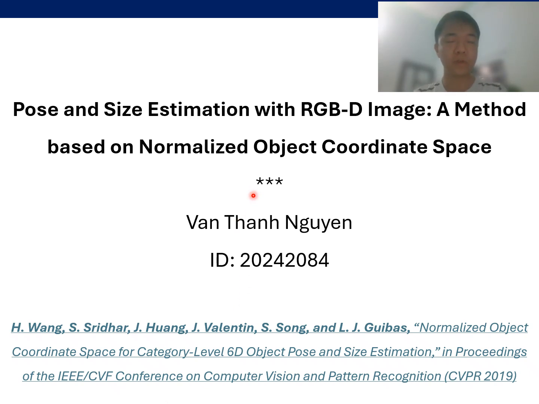Okay, so now I'm going to present my project proposal. My project is about pose and size estimation with RGBD images, a method based on the normalized object coordinate space. My project is mostly based on CVPR papers, as shown in this slide.